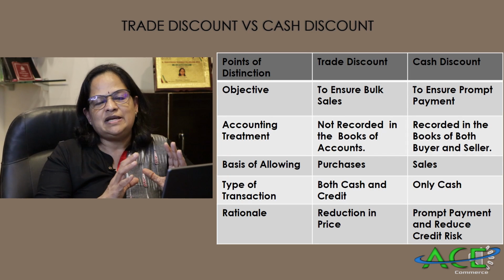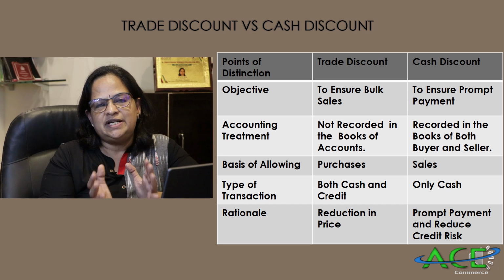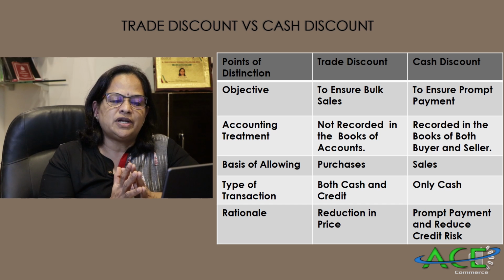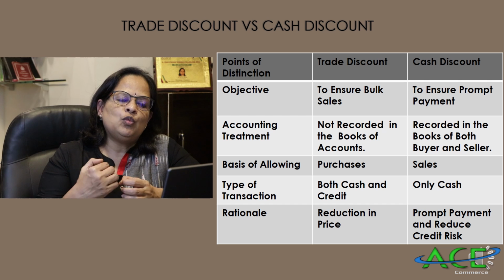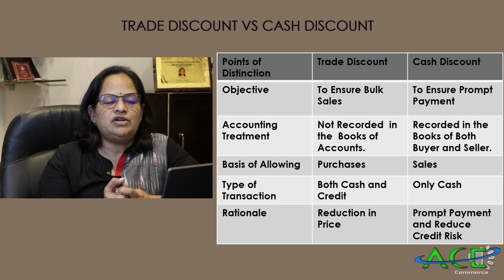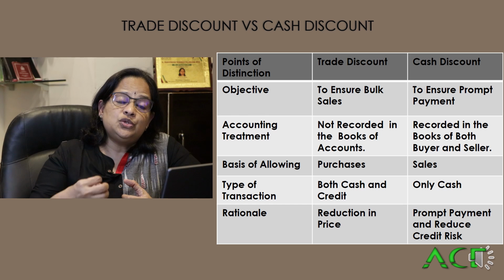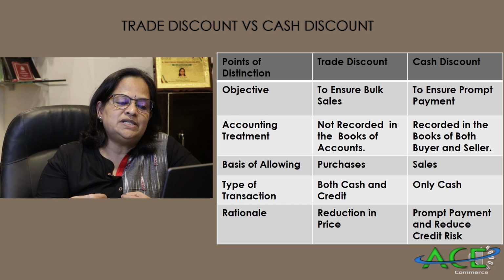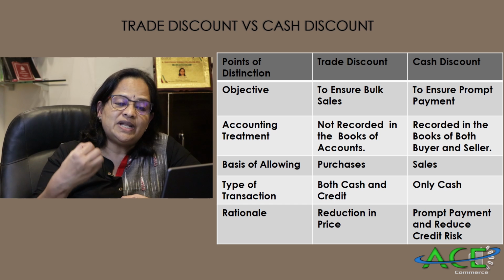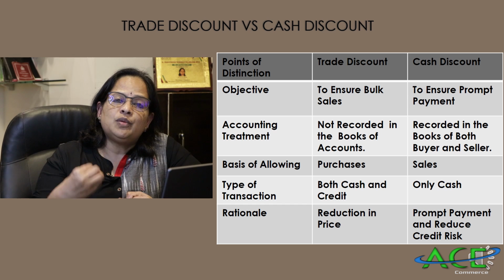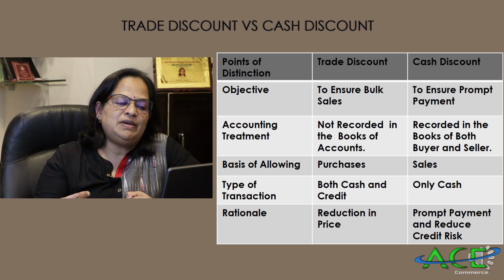Now the next table is about differences between trade discount and cash discount. This is very, very important and I am going to give many points. So the first one is objective. Why is trade discount allowed? Trade discount is made to ensure bulk purchases or bulk sales. Higher the quantity, more will be the discount. Whereas cash discount is to ensure prompt and timely payment.